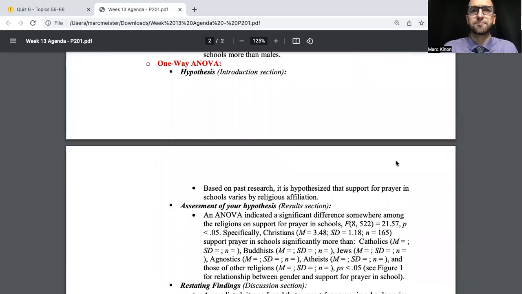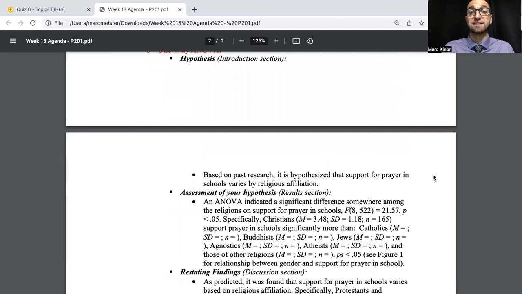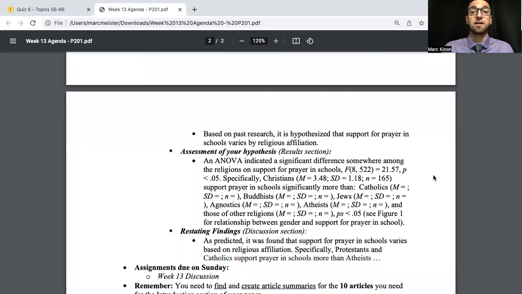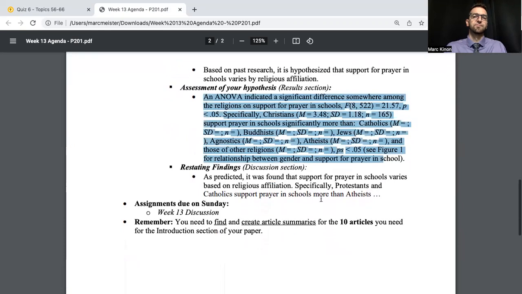One way ANOVA. Let's say your hypothesis was based on past research. It is hypothesized that support for prayer in schools varies based on religious affiliation. So then you would write this, an ANOVA indicated a significant difference somewhere among the religions on support for prayer in schools. Here's all your stats. Specifically, Christians support prayer in schools significantly more than, whatever these paired comparisons give you.